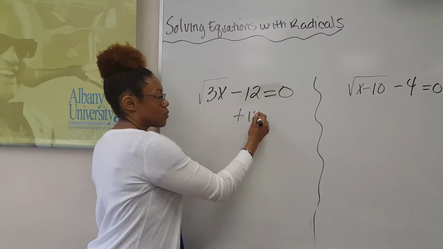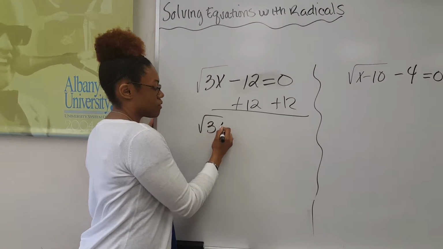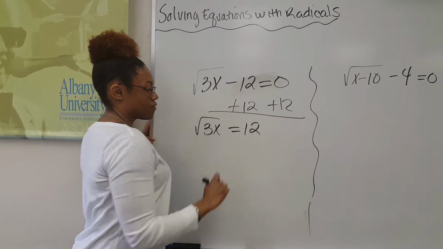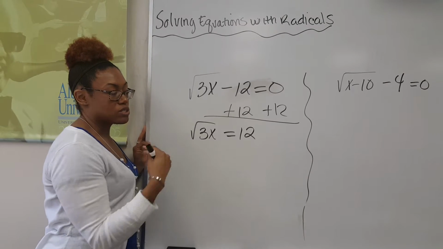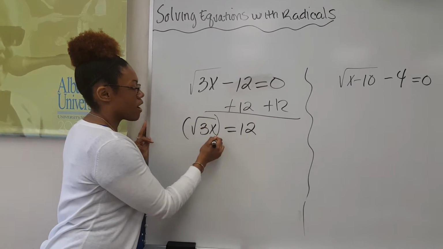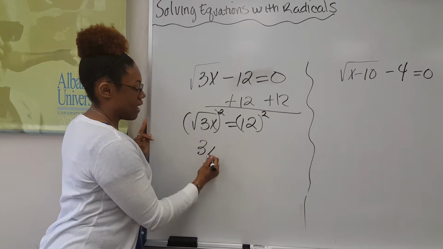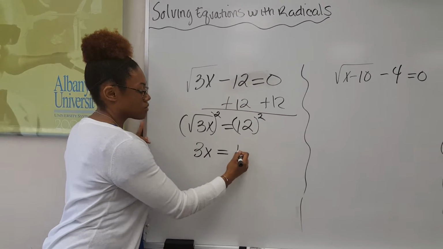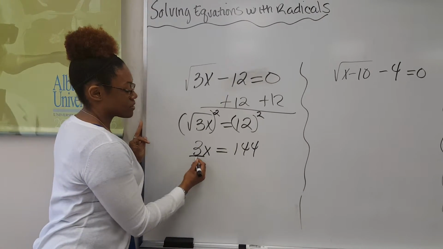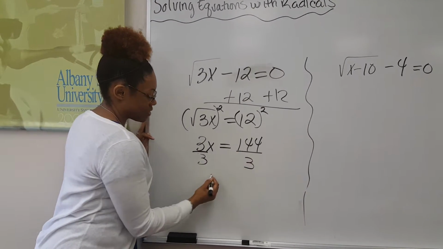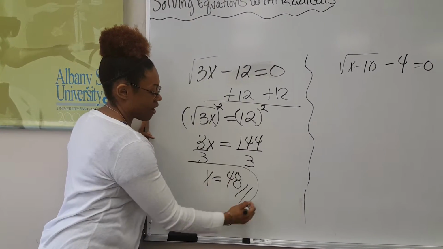So we're going to add a 12 to both sides, and then that'll give me the square root of 3x equals 12. So now, in order to get rid of something that has a square root, we typically square it. So we square both sides, and then 3x comes out, and then 12 squared will give me 144. So now we divide both sides by 3, and so x would equal 48. And then that will be our answer.